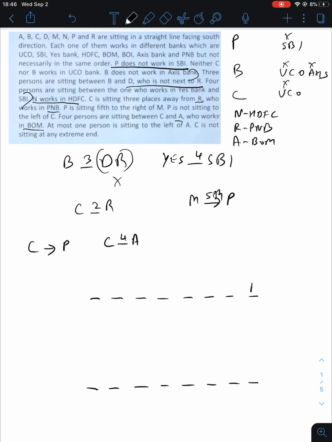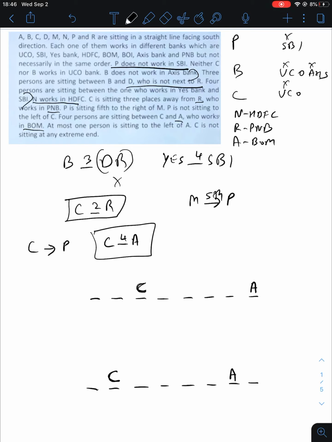In the first scenario, nobody is sitting to the left of A. In the second scenario, one person is sitting to the left of A. If you look at this condition, you will see that C will have to fit in over here, and in the second scenario C will have to fit in over here. If you look at this condition, you will find the place for R.